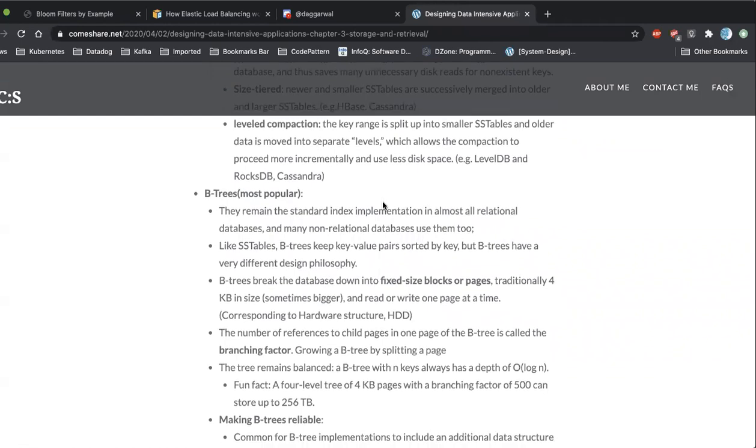I looked at the index. There's no mention of level compaction. But reading from that, it splits up the key range into smaller tables and moves the old data to the new one. This is different from size-tiered, right? In size-tiered, we just move the new one to the old one. We keep merging the new segment into the old segment, so the old segment gets bigger and bigger. But this one is different.